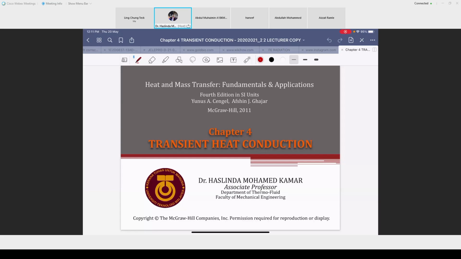Okay, so transient heat conduction. I hope all of you know what transient heat conduction is, because before this we learned about steady heat conduction. Steady means that the temperature or any properties within a medium will not change with time. But for transient, it is vice versa, meaning that the temperature may change with time. So that we call transient.